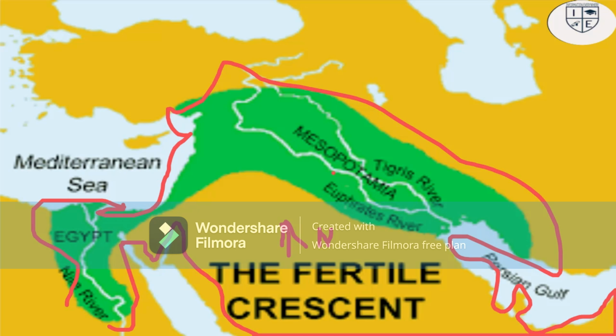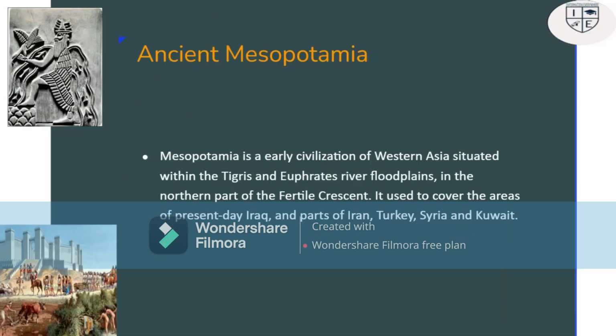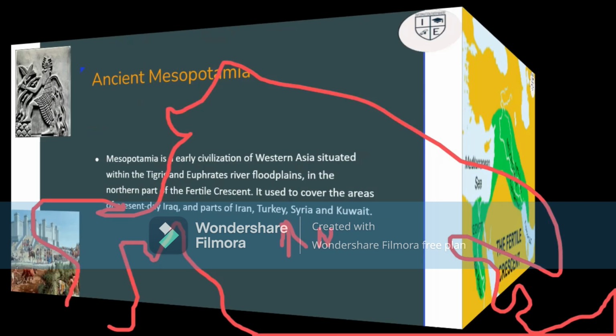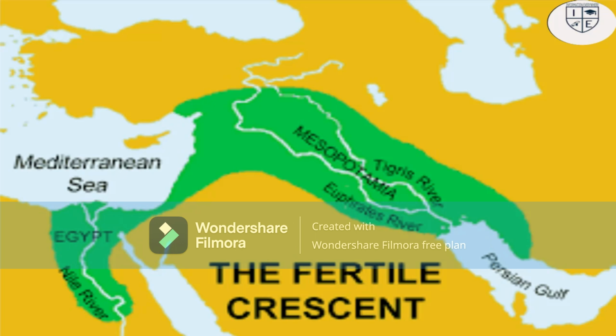So Mesopotamia was a civilization in the northern part of the Fertile Crescent, and it was between the Tigris and Euphrates rivers. Over here, this is the Tigris and this is the Euphrates river, and the area between them is the Mesopotamian civilization. And there were many dynasties, which we will cover later in the video.